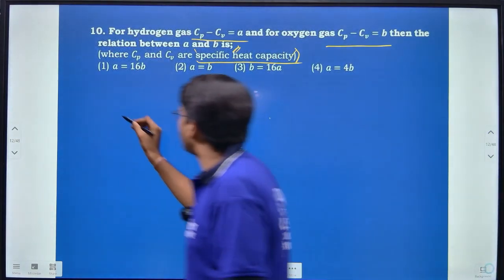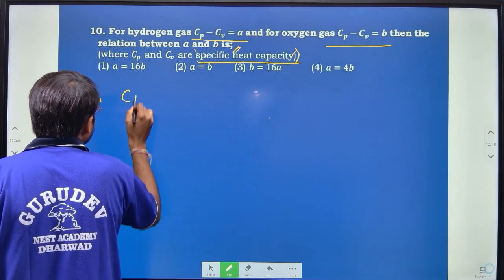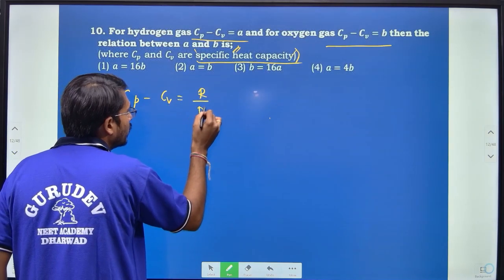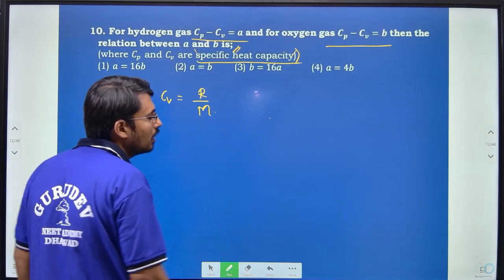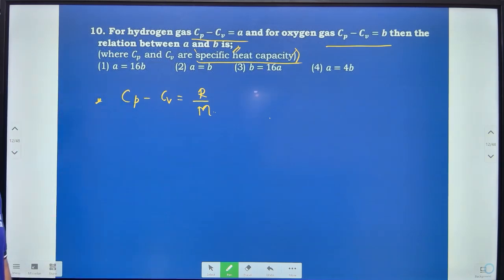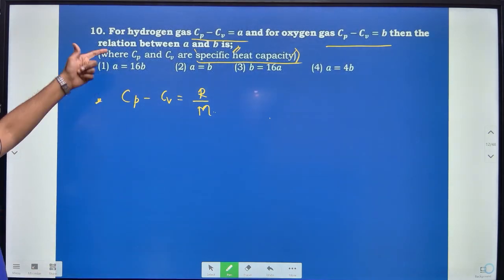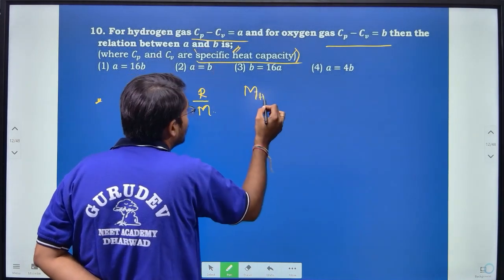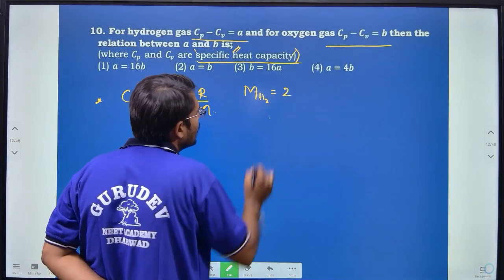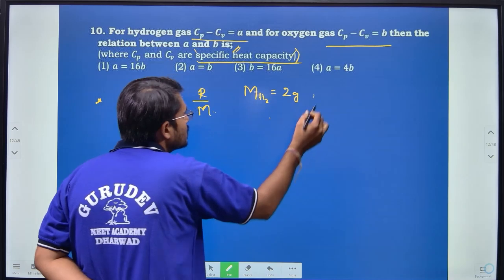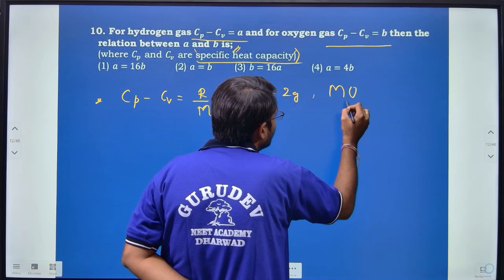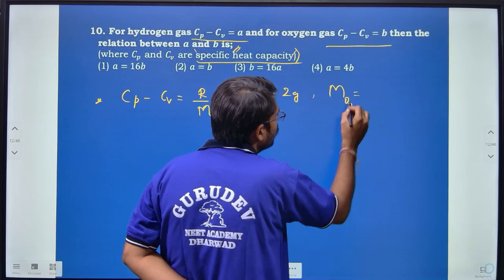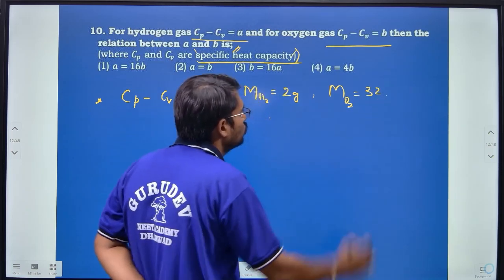In that particular case, what is the equation? We know that Cp minus Cv equals capital R divided by capital M, where M is the molar mass of the particular gas used. So what is the molar mass of hydrogen? Hydrogen gas is H2, so we can take it as 2 gram. In the same way, the molar mass of oxygen, O2, is 32 gram.